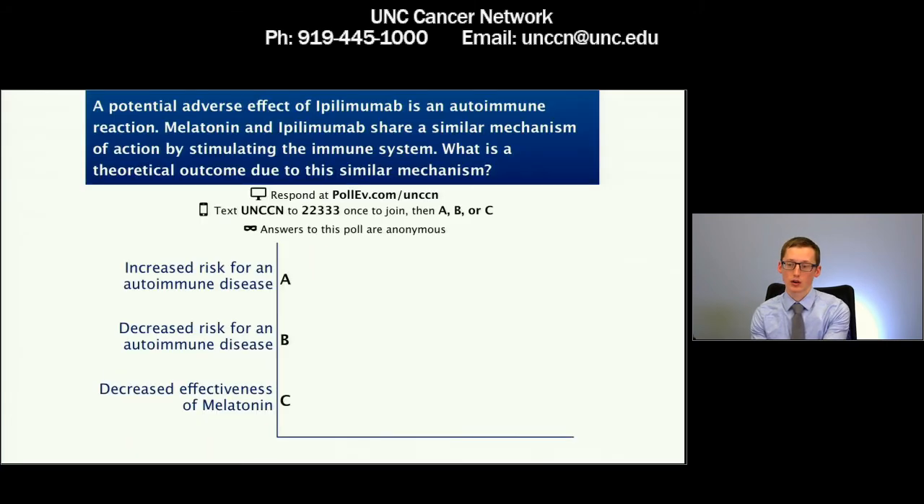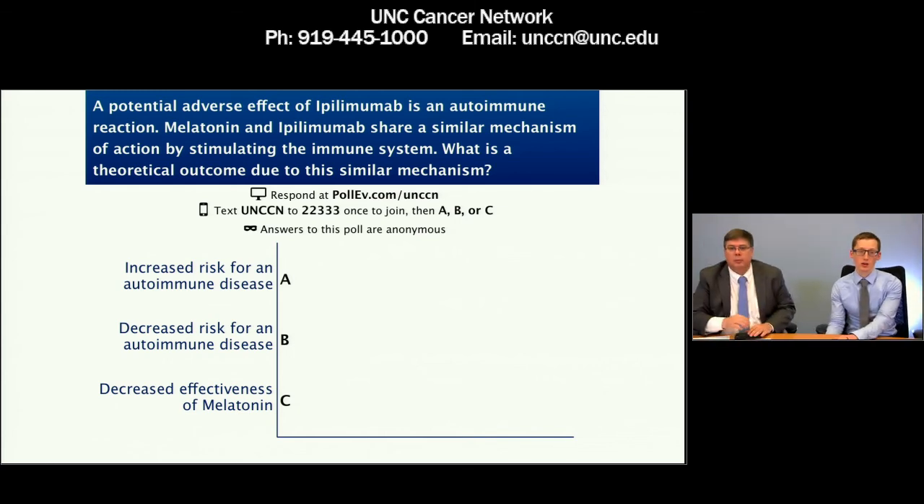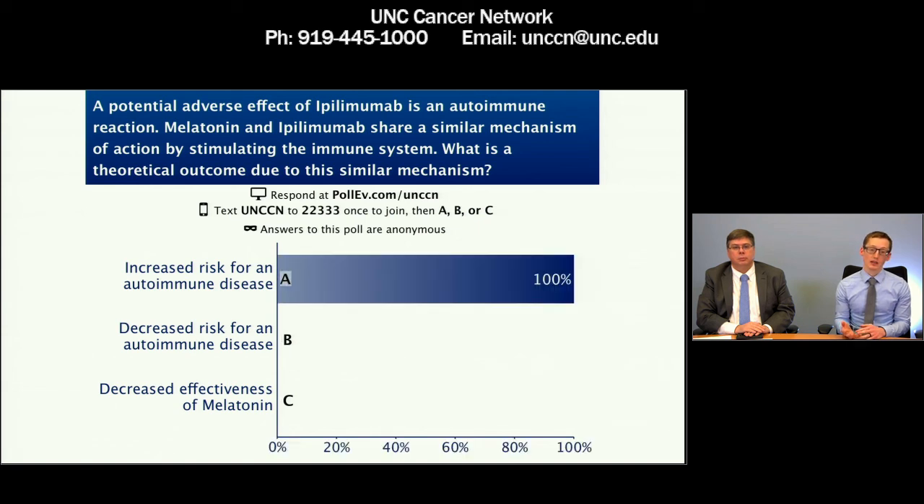So we're going to go into our last poll question. The question is, a potential adverse effect of ipilimumab is an autoimmune reaction. Melatonin and ipilimumab share a similar mechanism of action by stimulating the immune system. So what is the theoretical outcome due to this similar mechanism? Is it potentially A, an increased risk for an autoimmune disease, B, decreased risk for an autoimmune disease, or C, decreased effectiveness of melatonin? So I'll just give you a few more seconds to answer that.